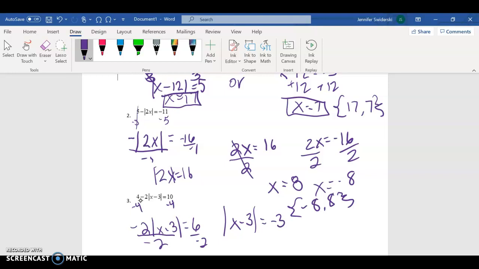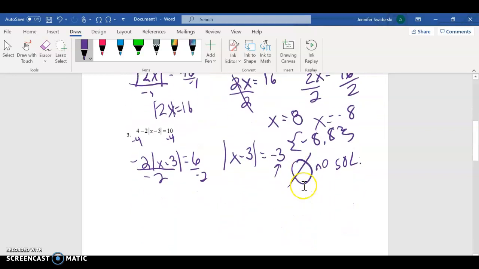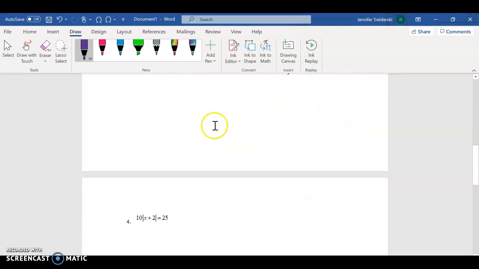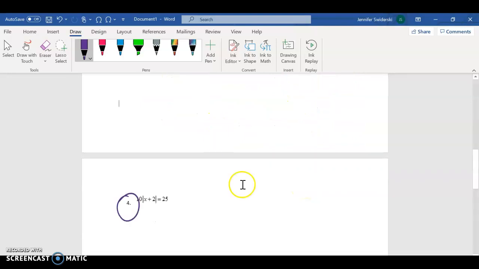What do you notice? Yeah, you can't have an absolute value equal a negative. So you can't say the absolute value of x minus 3 is equal to -3, because guess what? You can't measure a negative distance. So you're going to have no solution. All right, and the reason why is because they're still in those brackets. You cannot have an absolute value that comes out negative. It's always going to be positive.